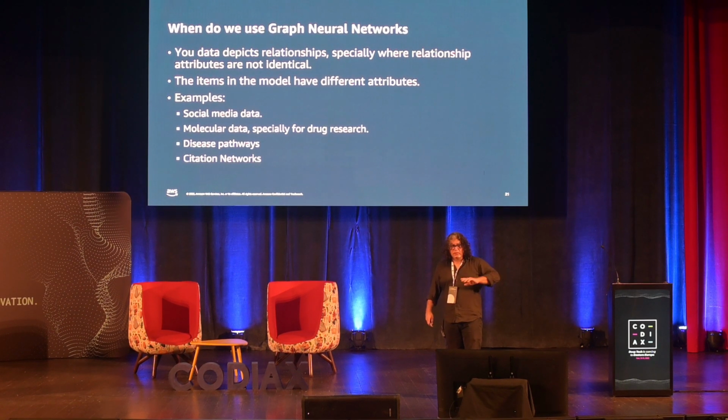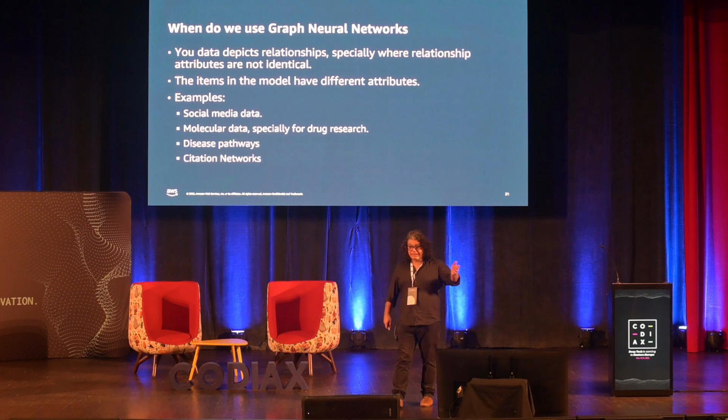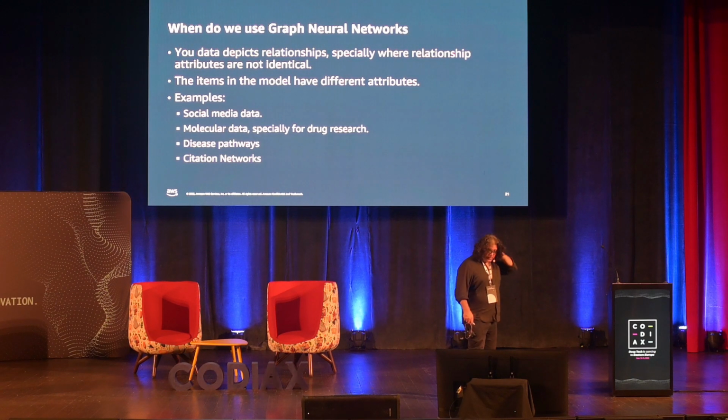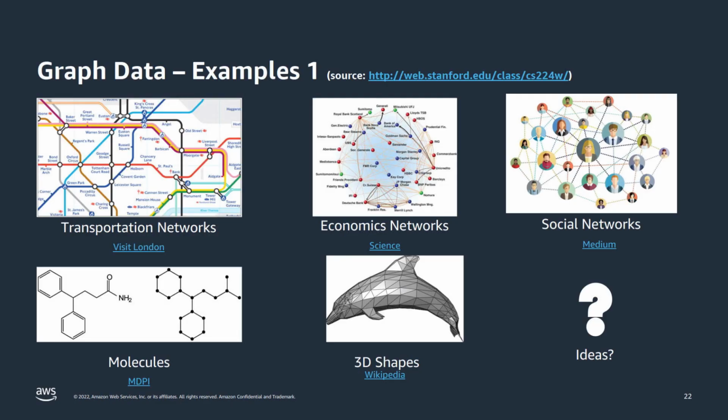At that point, you're out of basically anything that the tabular data or image data or any of these two-dimensional, Euclidean data, if you will, could give you. So social media data, molecular data. We have done some drug research in the beginning of COVID. Citation networks, all of that are examples where you can use graphs. So there are some examples from Stanford. There's a very nice course at Stanford if you want to take a look at it.